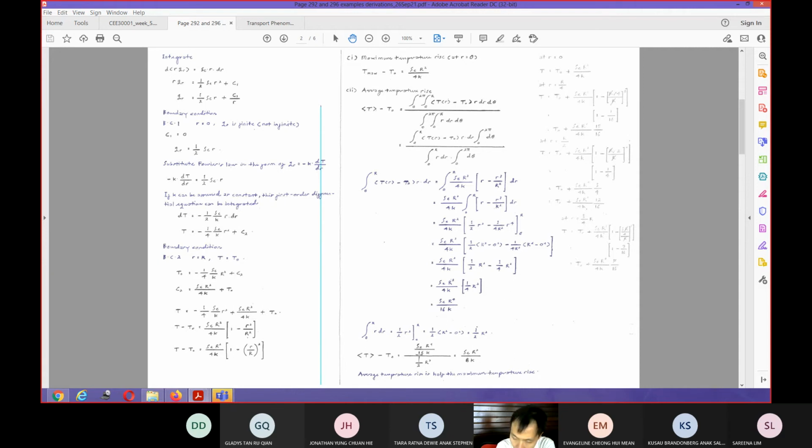Then you will get this term, S_e R squared divided by 8k. You notice that the average temperature rise is half that maximum temperature rise. Okay, so this one is sort of the same way that you do it for your average velocity with respect to the maximum velocity.